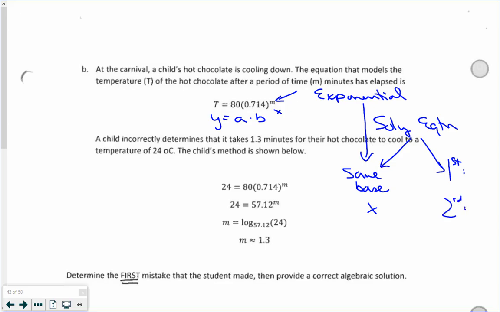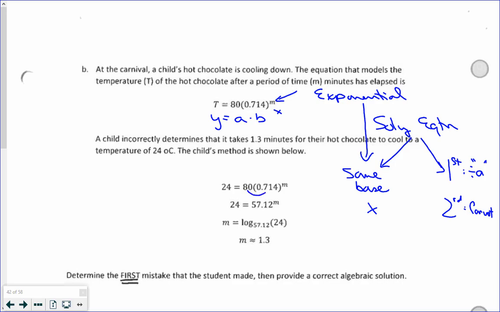is the two-step process. Step 1, divide by A. Step 2, convert. That's the two-step process to solve an exponential. So what did this person do? Did this child divide both sides by 80? No. They have the 24 here.